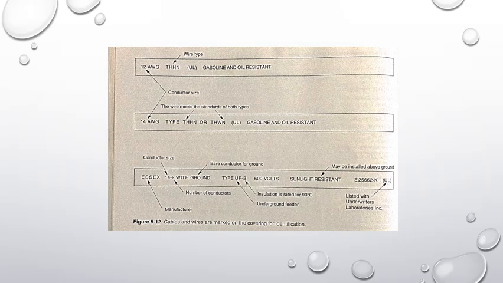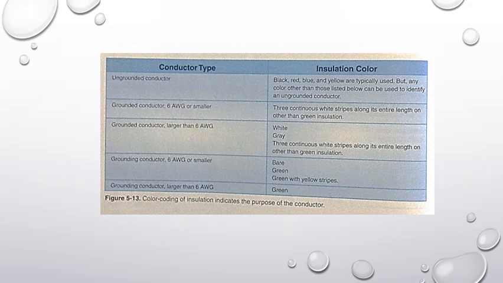Insulation color. Color coding of insulation on conductors is also used to identify wiring. See Figure 5-13. Although the NEC does not specify the colors of ungrounded conductors, the preferred colors are black, red, blue, and yellow.